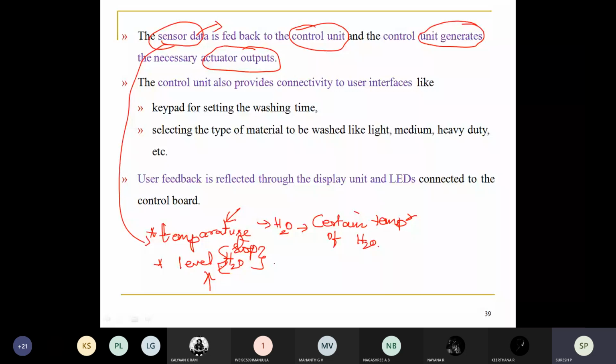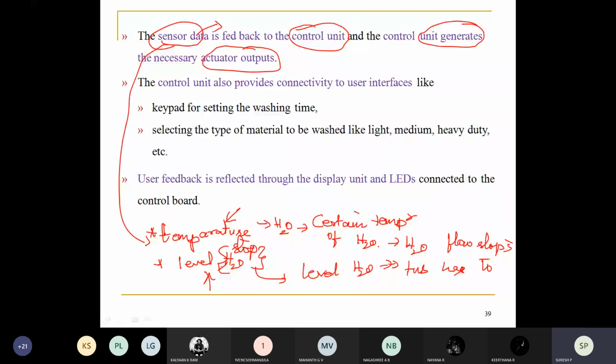Once the water flow stops, what will happen? Your tub has to start rotating. The tub has to start its operation. The tub has started its action.